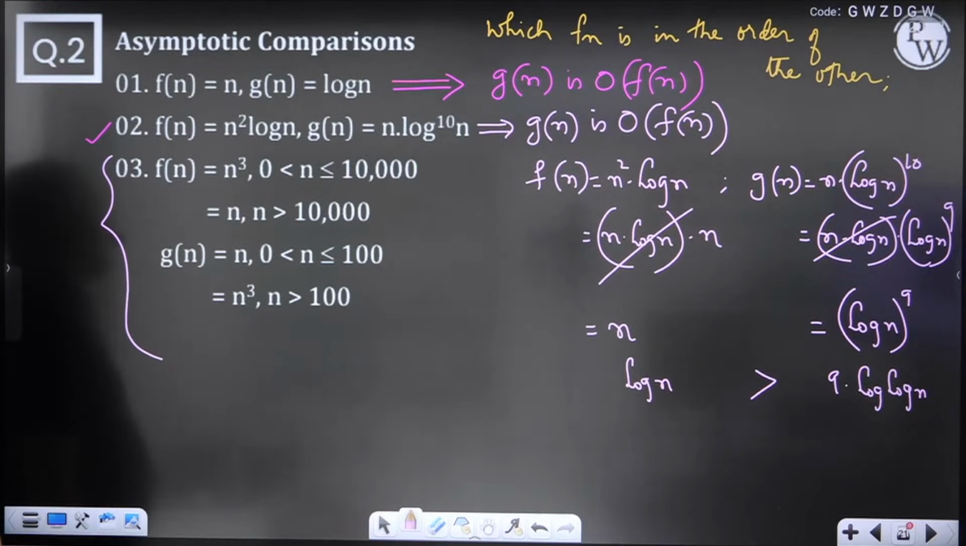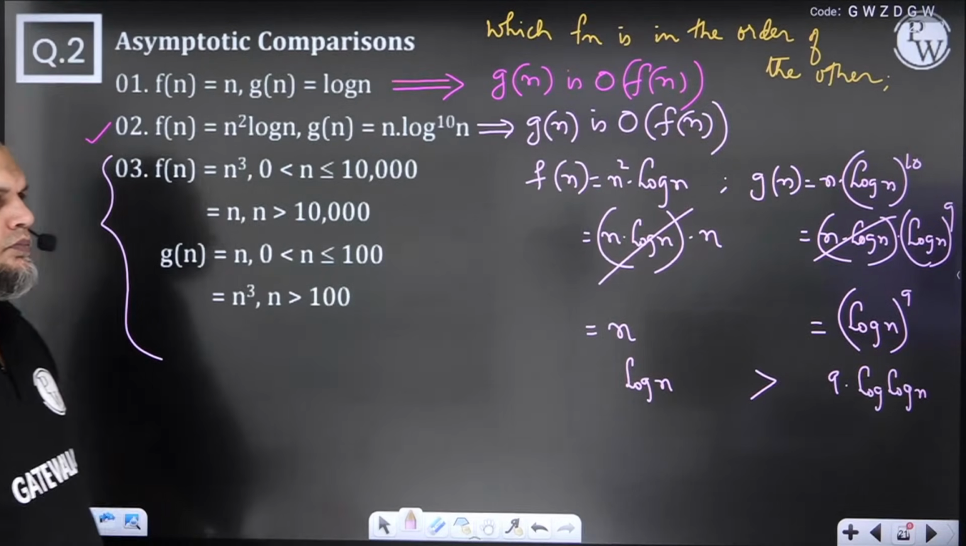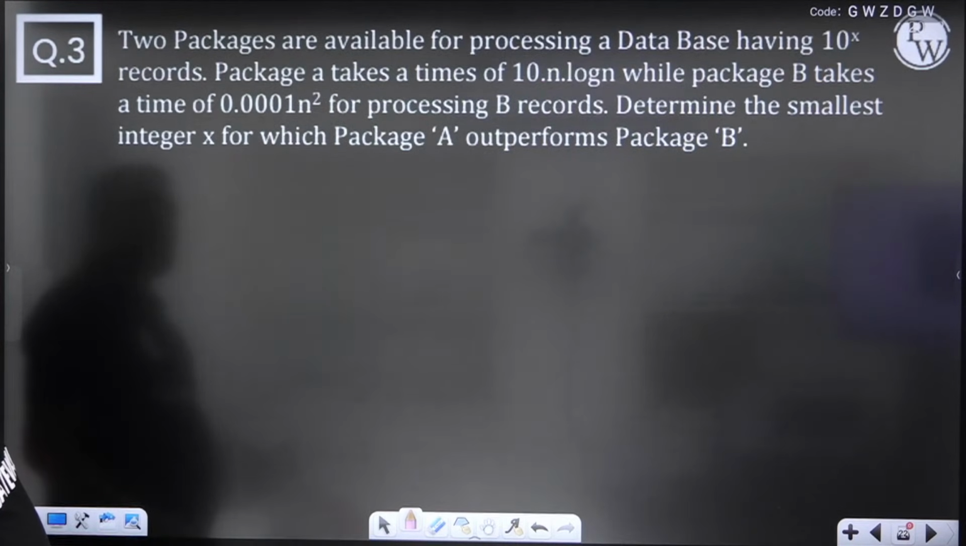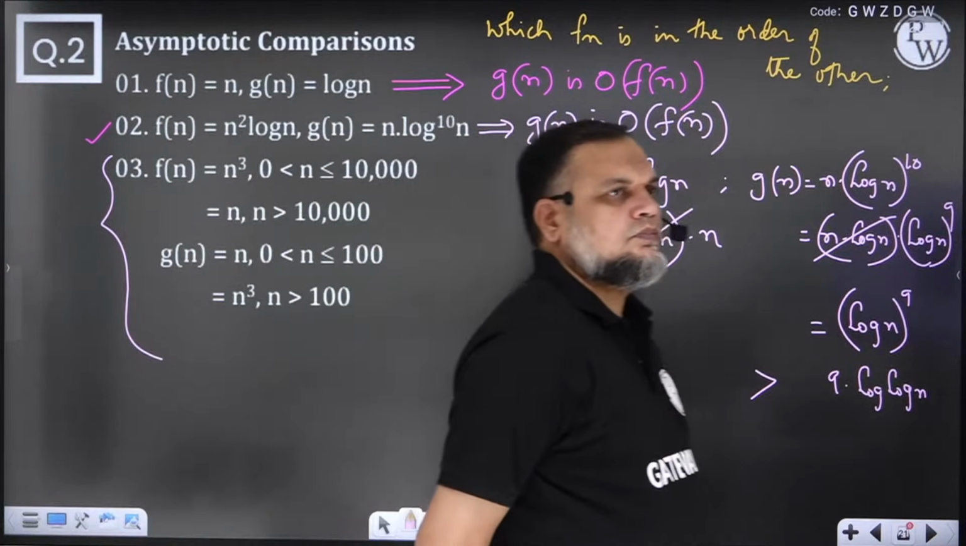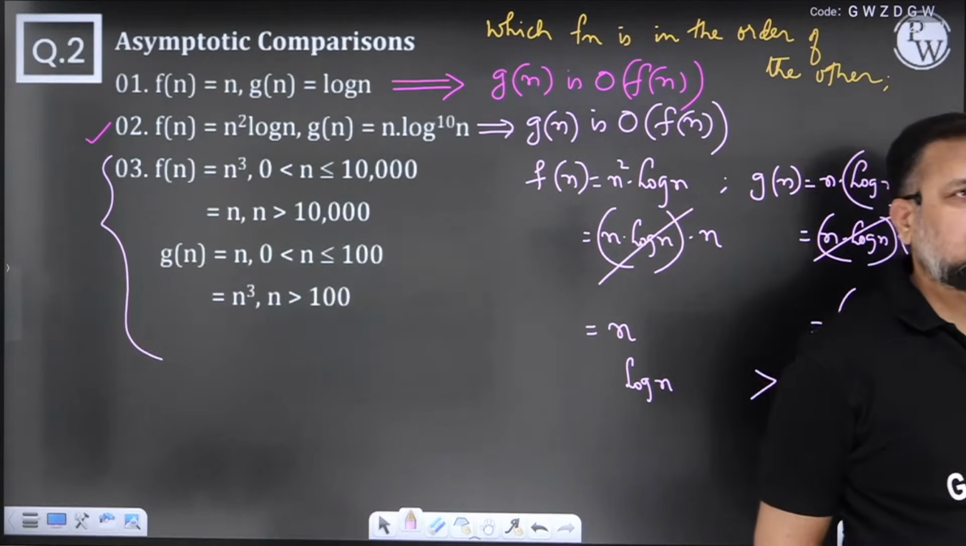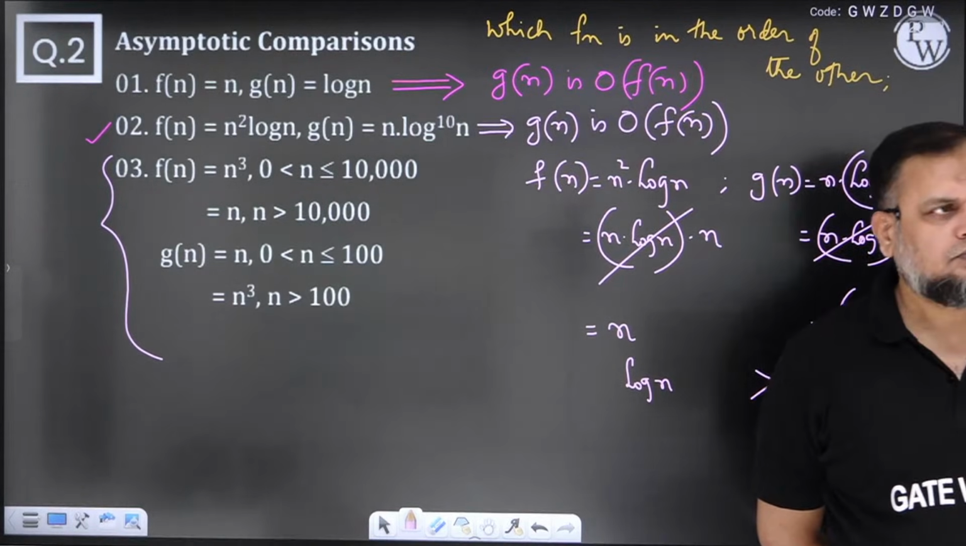Third one. Third one is a gate question. In fact, second was also a gate question. Third one, you are saying F is order of G. F is order of G. Okay, very good.